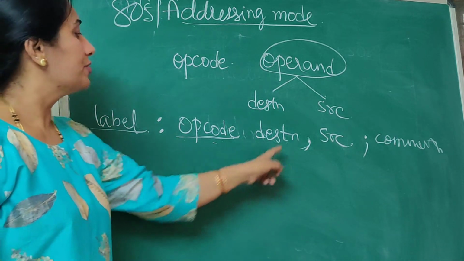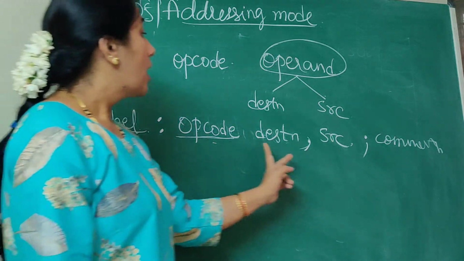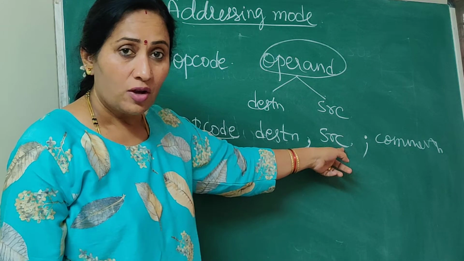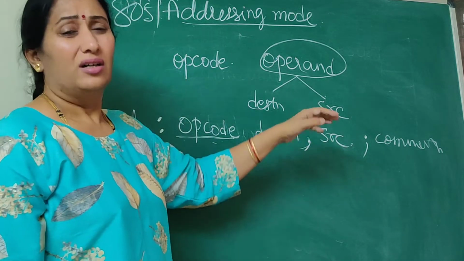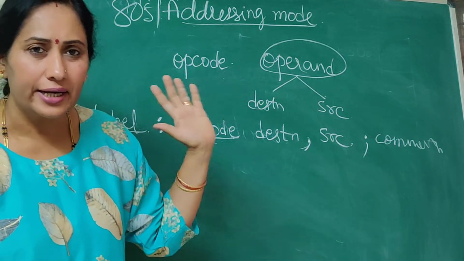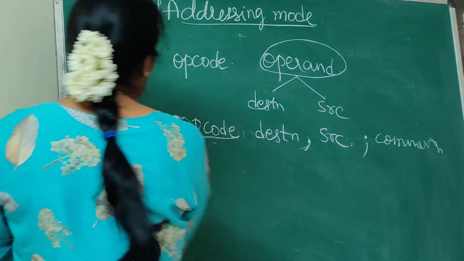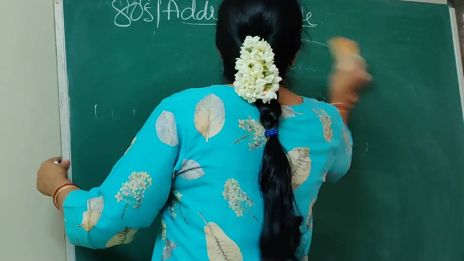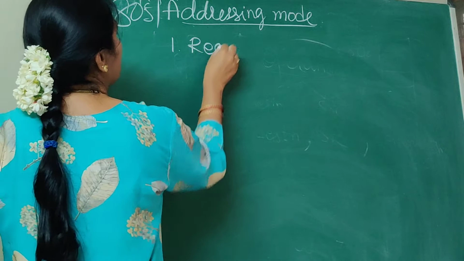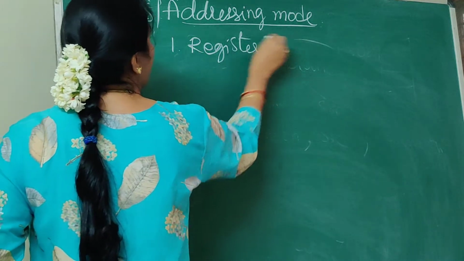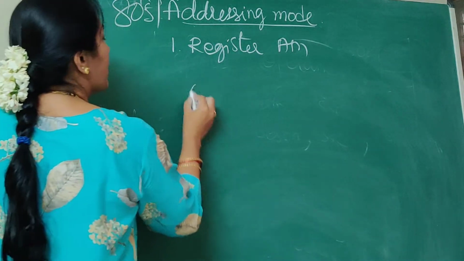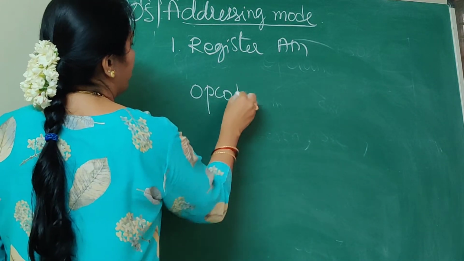Now with the help of this particular instruction format, how the CPU is going to access the source from the memory, or how it is going to move it from the memory to the CPU, the way is going to be called the addressing mode. Okay, so now we'll go for the first type of addressing mode. What is it? Register addressing mode. In this particular register addressing mode, you're going to have the opcode.